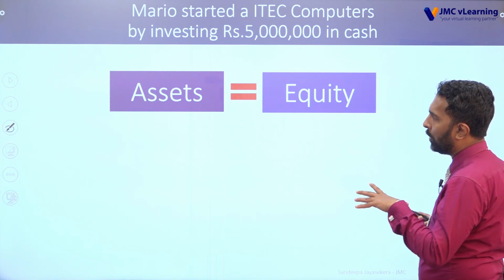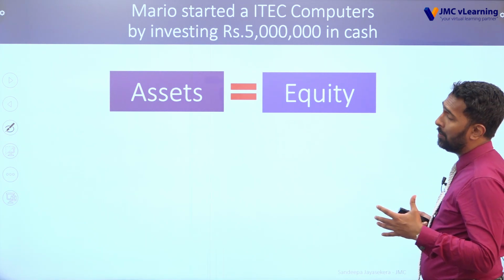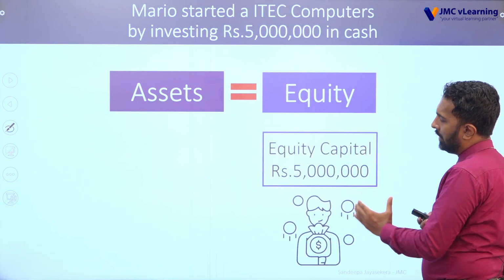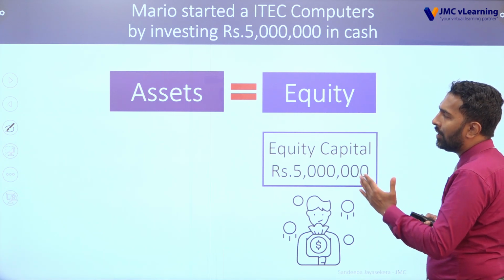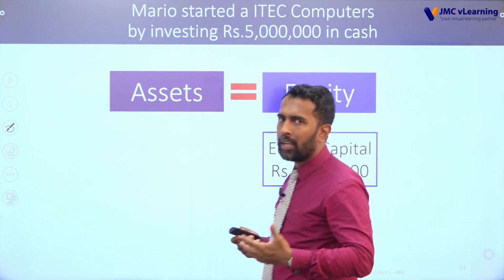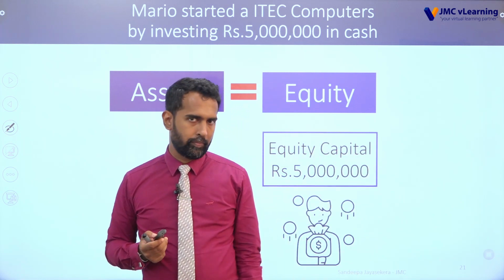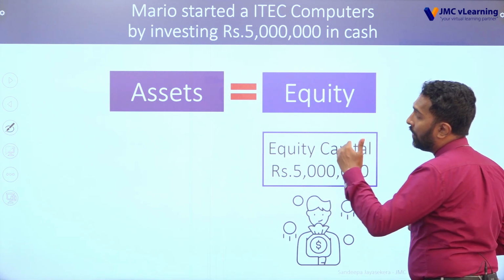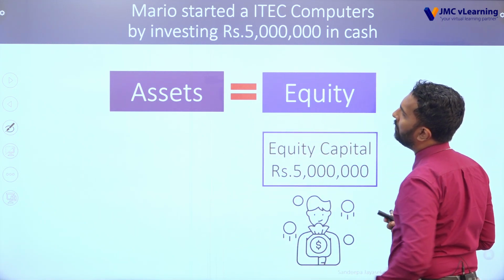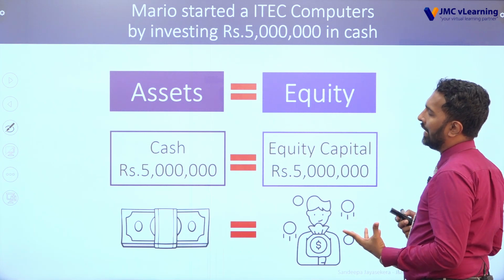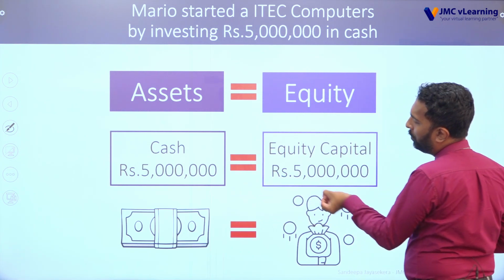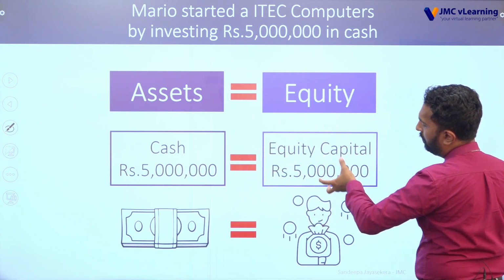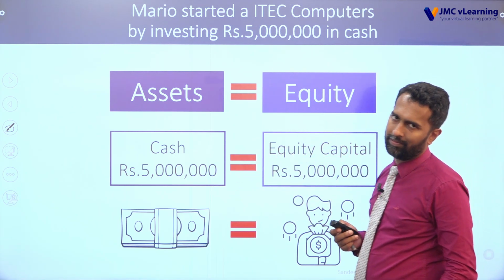Now let's put that into the equation. Still we don't have liabilities, right? So the business has got 5 million as equity, and the business has a commitment and obligation to repay that 5 million to Mario. Mario has invested 5 million, so that internal equity is there. And that 5 million is available as cash in the business. That is the asset. So this 5 million is the commitment to repay back to the owner, right? You have 5 million cash and a commitment of 5 million to the owner.